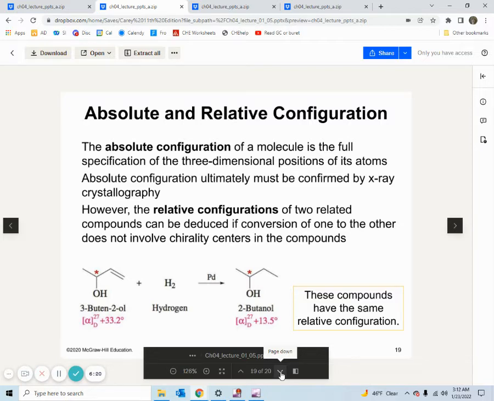For example, here we see the chirality center in 3-butanol and its reaction with hydrogen in the presence of a palladium catalyst. The product is shown with its chiral center, and that's 2-butanol. Notice the alpha for each, and that the compounds do have the same relative configuration.